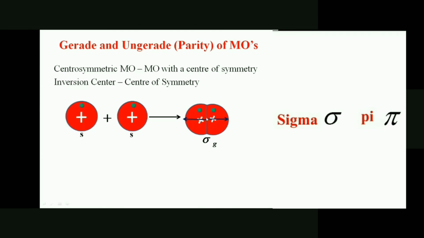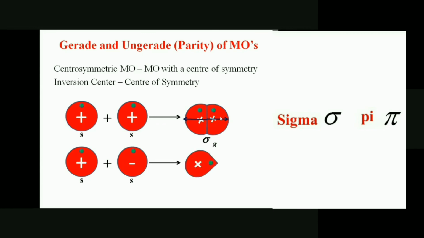Meaning if I draw a line from this point to this and a line from this point to this, the distance will be the same. So this is the center of inversion, and they have the same charges. Let's take another formation. This is one s orbital, and this is another s orbital with negative sign. If they overlap, they will form an anti-bonding molecular orbital, which is represented like this. Now these pointed points are nothing but the nodes, where the probability of finding the electron is less.